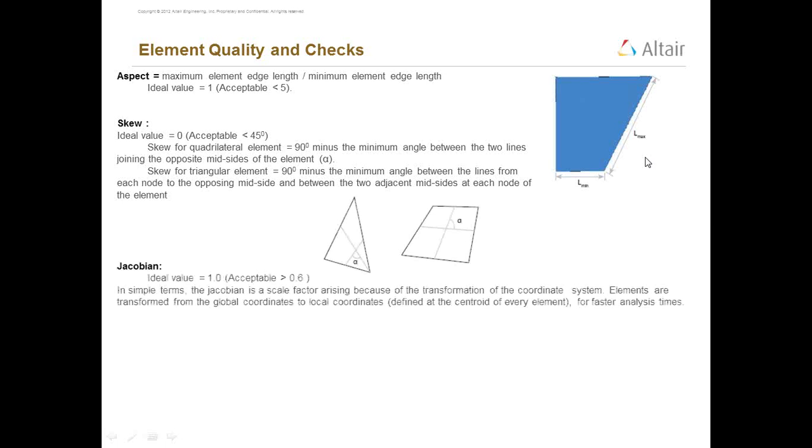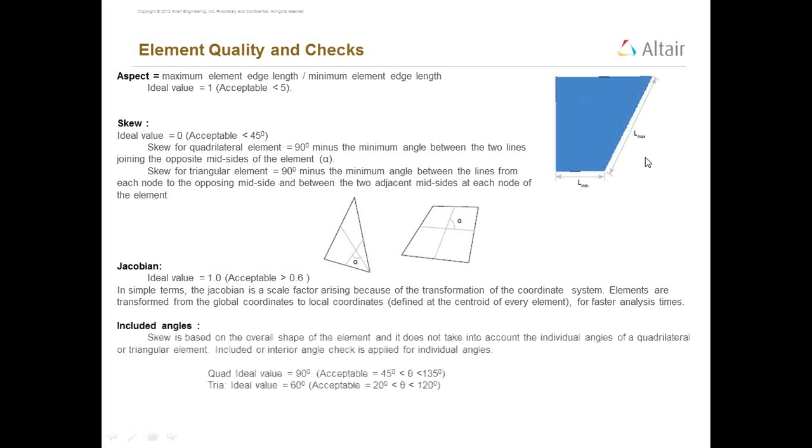Jacobian, the ideal value of Jacobian is 1, but acceptable should be greater than 0.6. In simple terms, the Jacobian is a scale factor arising because of the transformation of one coordinate system to the other. Elements are transformed from the global coordinate system to a local coordinate system defined at the centroid of every element for faster analysis time.